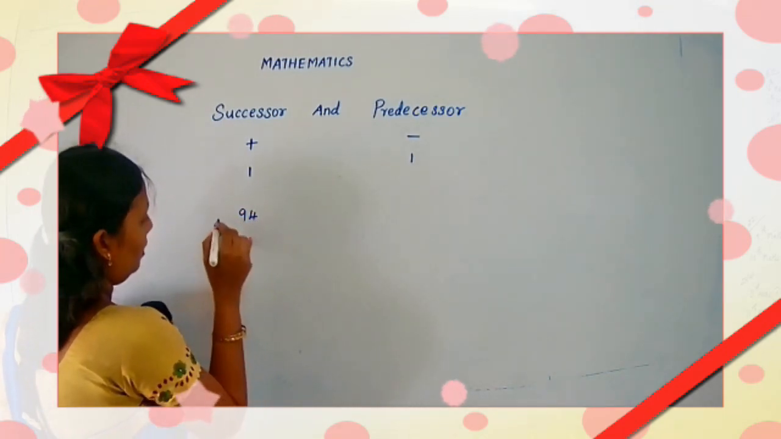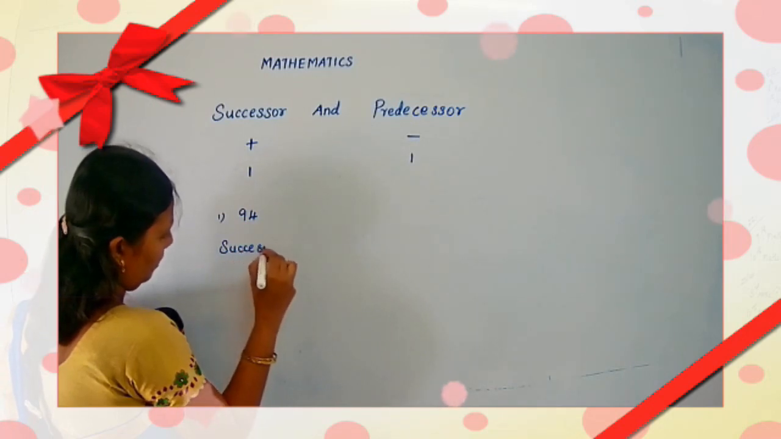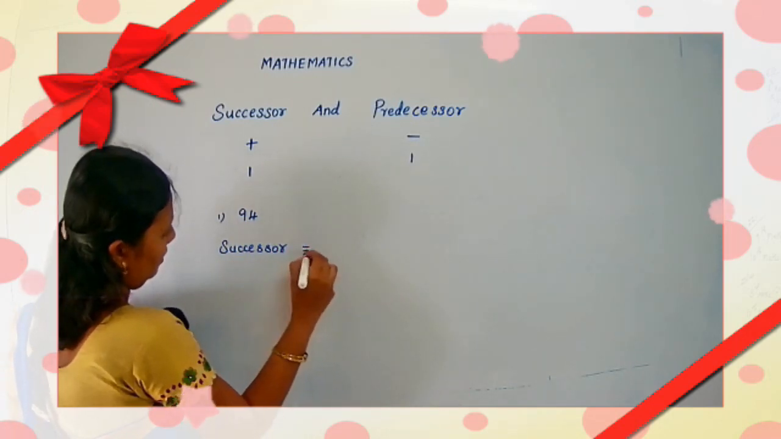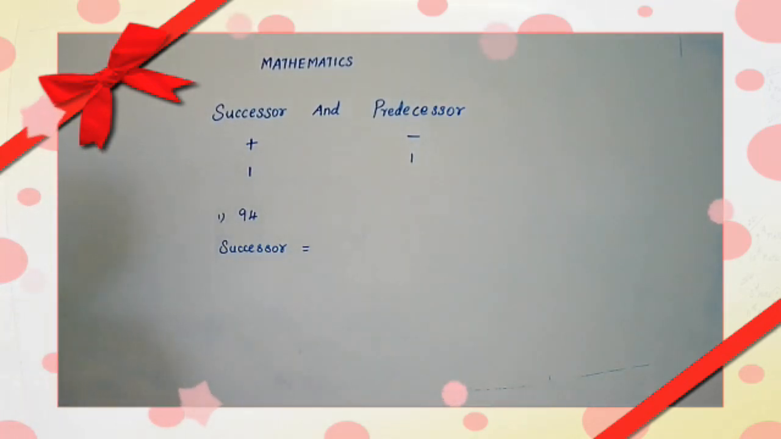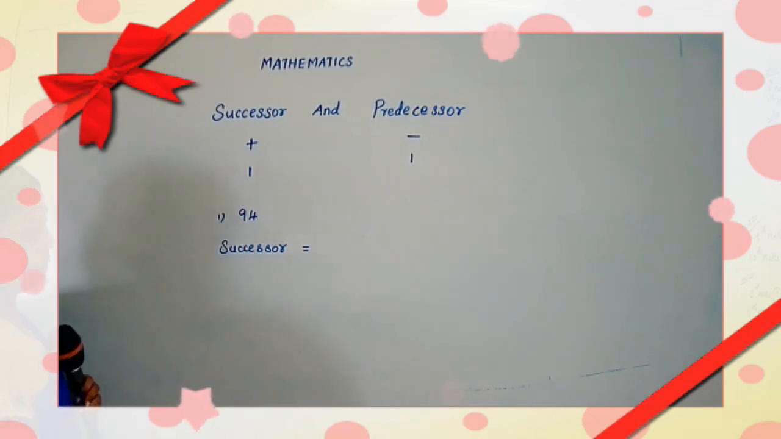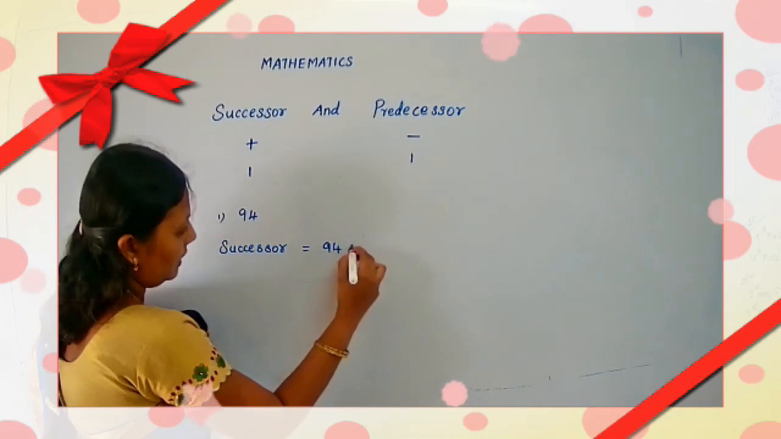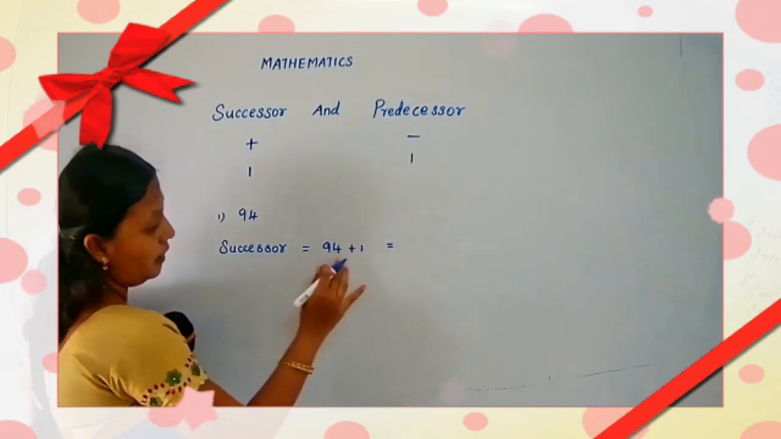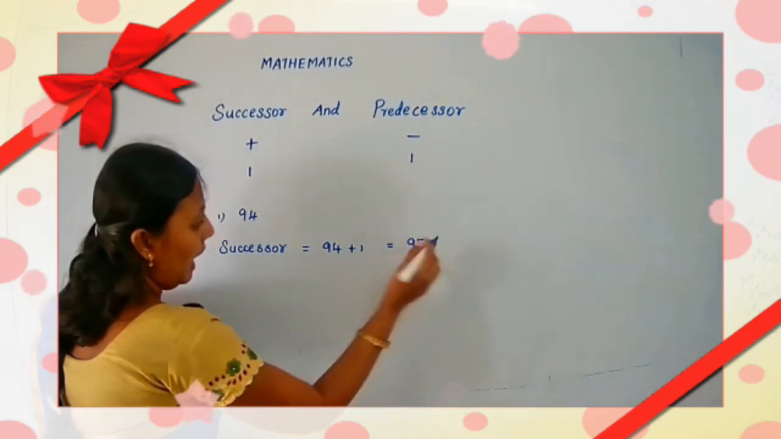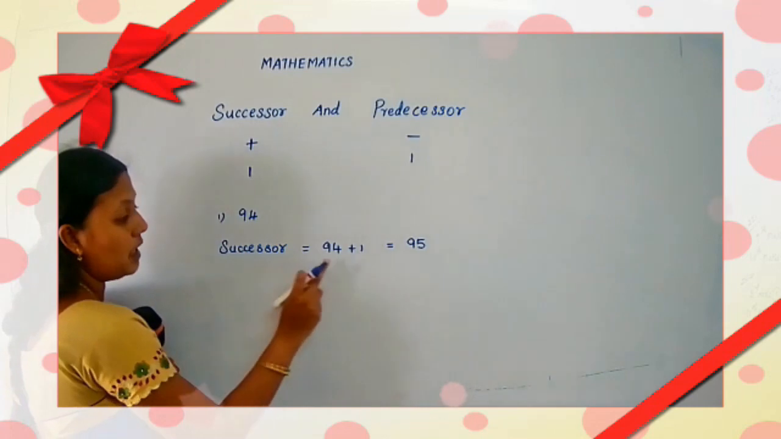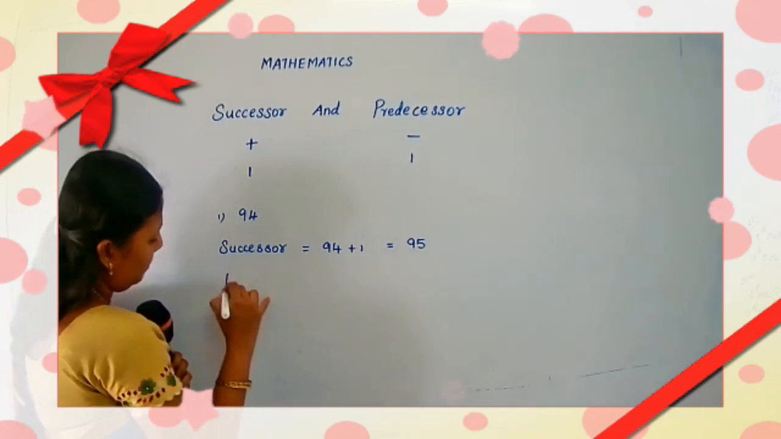94. This is the first question. Now we have to write the successor. We can get the successor by adding 1 to the given number. See here, 94 plus 1 is 95. The number that comes after will come. Successor means 94 plus 1, 95.